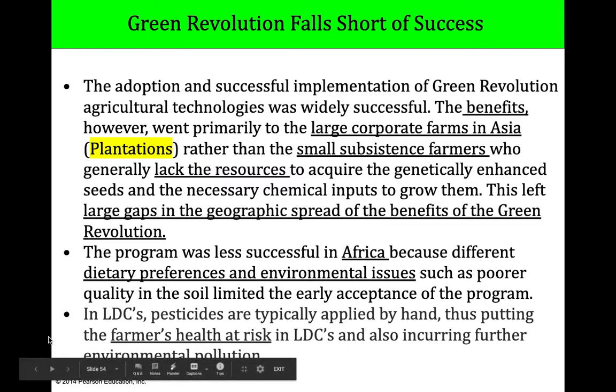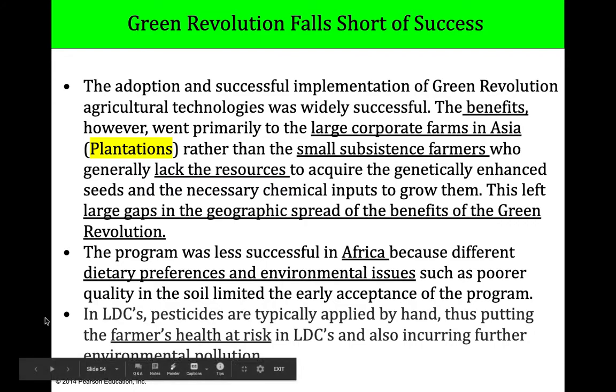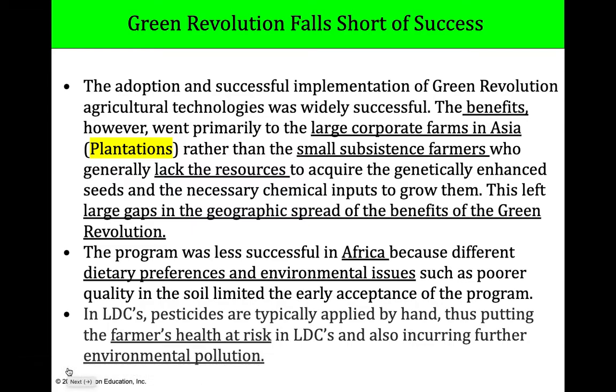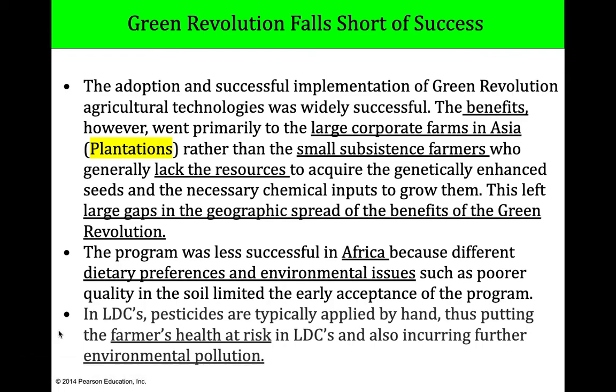Benefits: large corporation farms in Asia, plantations, small subsistence farmers lack the resources, large gaps of geographical spread, the benefit of the agricultural revolution, Africa dietary preferences and environmental issues. Again, they are the area of the world that has least adopted the green revolution techniques. Farmers' health at risk with environmental pollution.